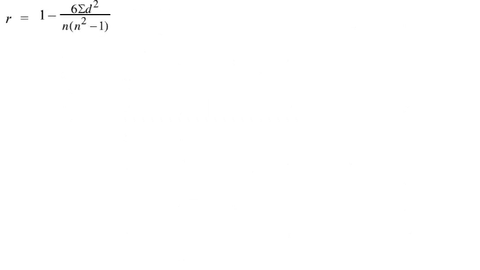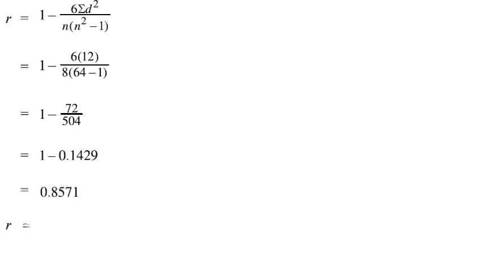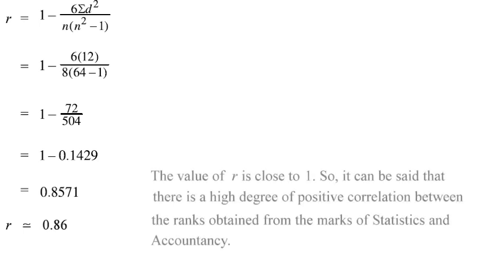Write down the formula: 1 minus 6 summation d square upon n into n square minus 1. That is 1 minus 6 into 12 upon 8 into 64 minus 1, because 12 is the total of the squares of the differences of the ranks. Moving on with the formula, multiply, divide, subtract, you will get the answer 0.86. So we can say that the value of R is closer to 1 and there is a high degree of positive correlation between the ranks obtained from the marks of statistics and the marks of accountancy.